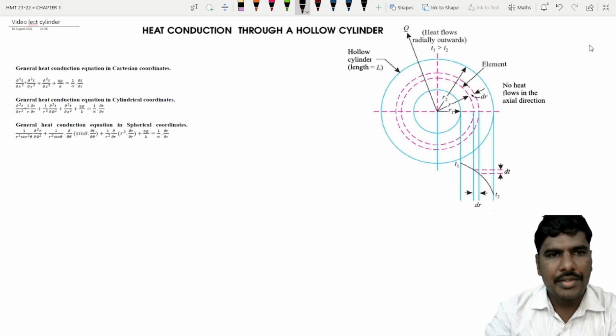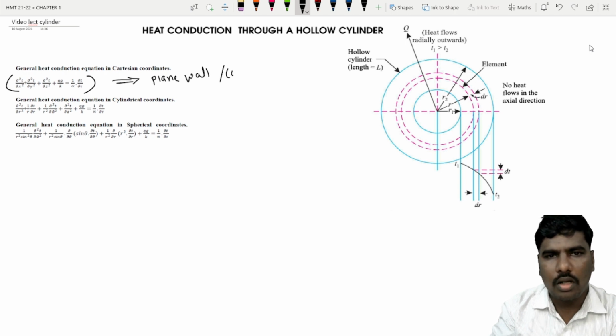We know the generalized heat conduction equation in Cartesian coordinates: ∂²T/∂x² + ∂²T/∂y² + ∂²T/∂z² + Qg/K = (1/α) ∂T/∂τ. By using this equation we derived the results for the plane wall as well as for the composite wall.